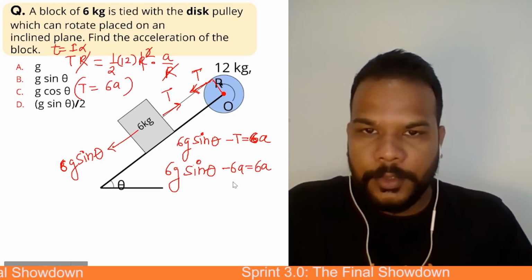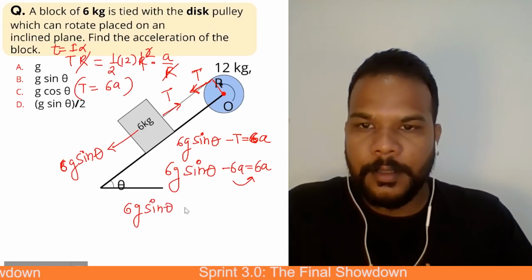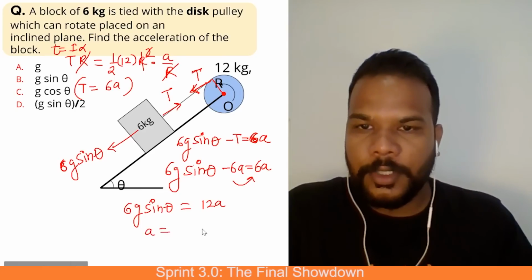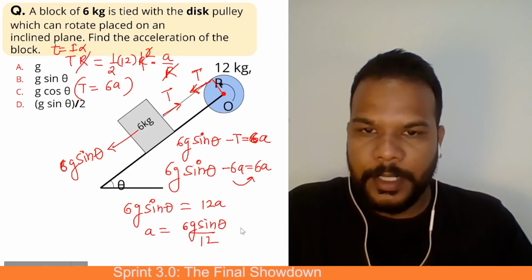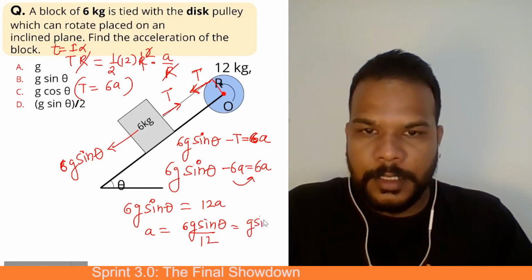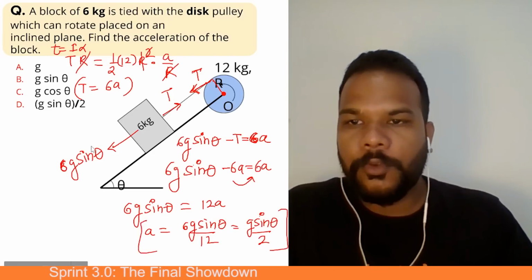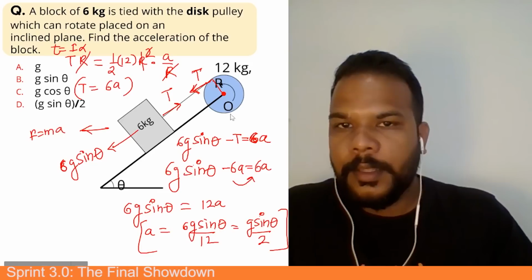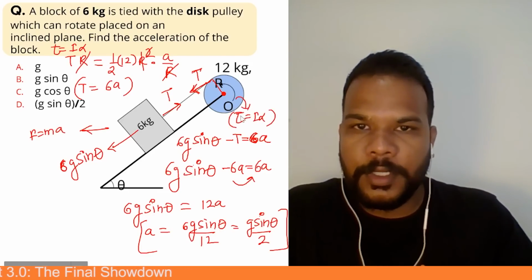Okay guys, so this 6a goes here, so I have 6g sine theta equal to 12a. So acceleration comes out to be 6g sine theta by 12, or simply g sine theta by 2. So what we do, for this we apply F equal to ma, and for this we apply tau equal to I alpha, and we use the two equations.